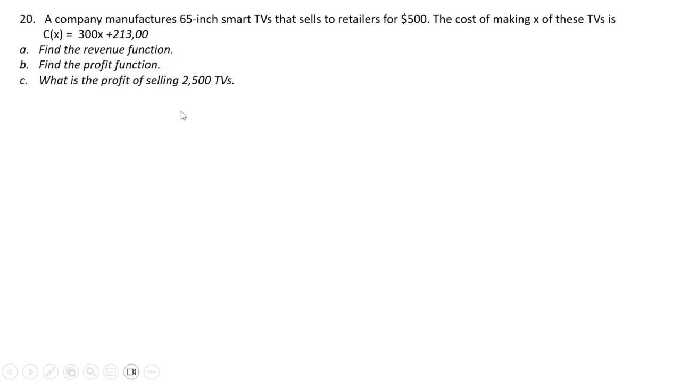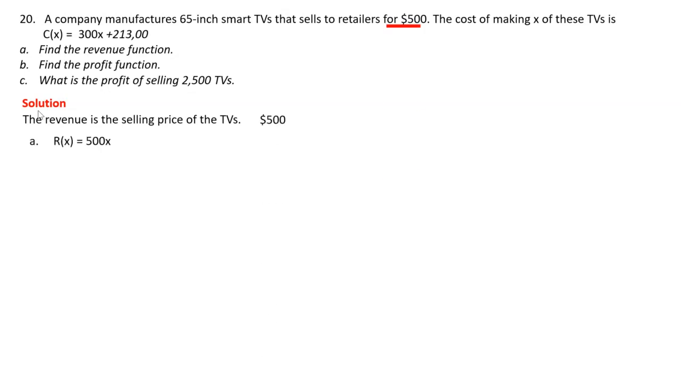Okay, now it says find the revenue function. The revenue function is the price of the TVs, how much do they sell for? So R of x equals 500x. That's the answer for part A. If you don't put R of x, it's wrong. If you only put 500, it's wrong. You have to write R of x equals 500x.